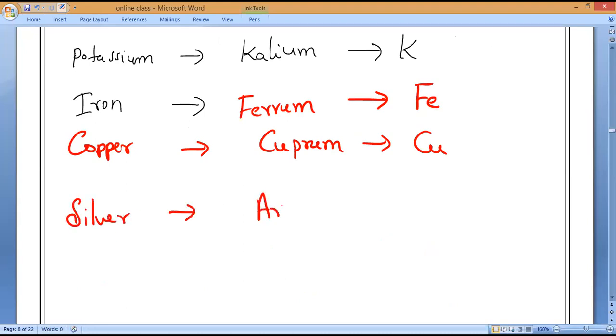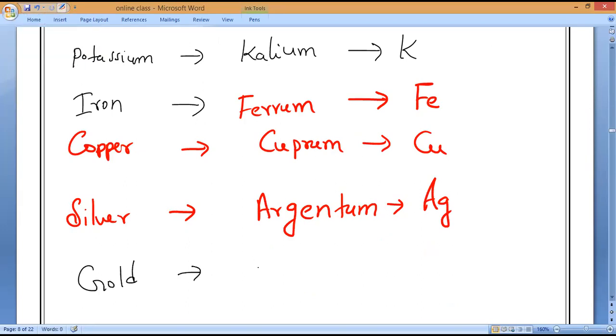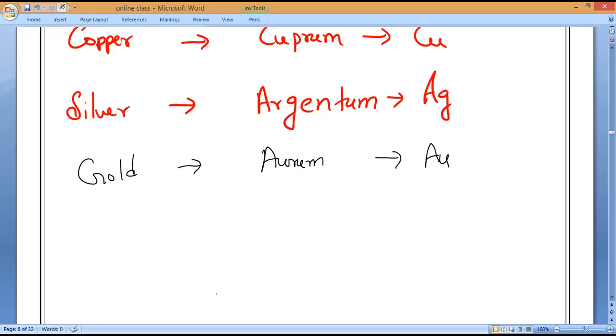Same way silver. Silver is argentum. What is the symbol of silver? Ag. Okay. Next, gold. Gold is well known to us. That is aurum. So the symbol is Au. Next mercury I already told you. Next lead also over. Now tin. Lead and mercury you have to write. Tin is stannum. That is why the symbol is Sn.